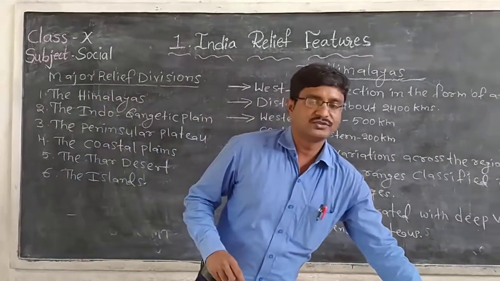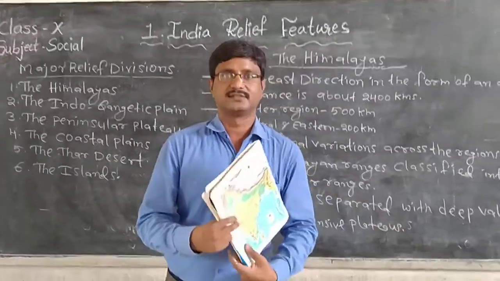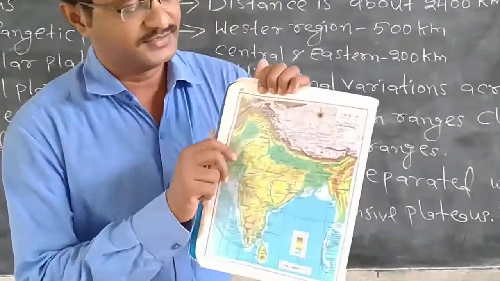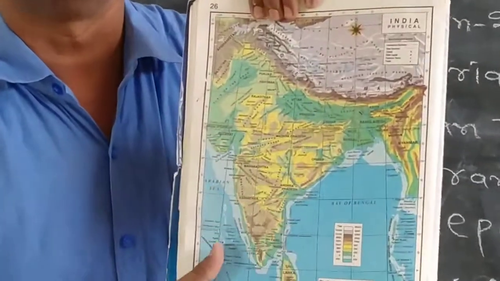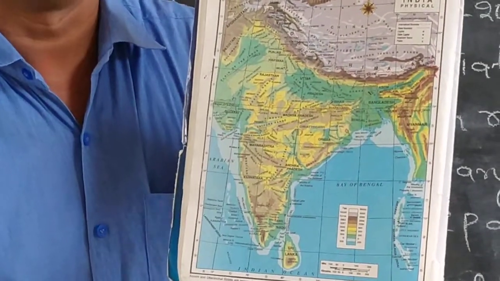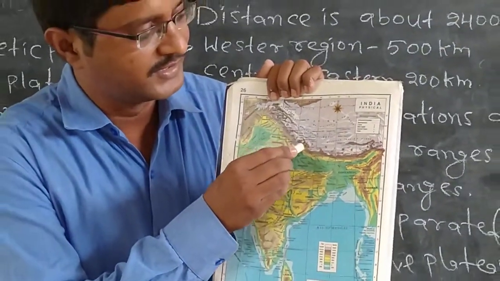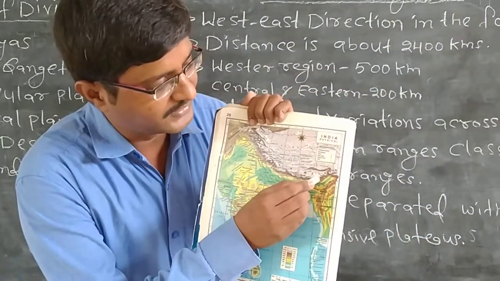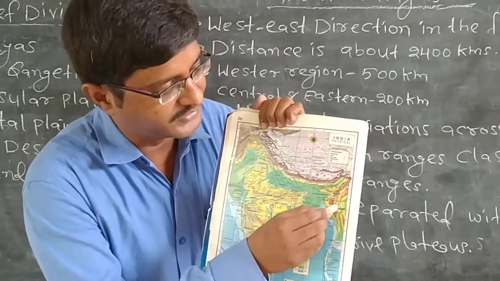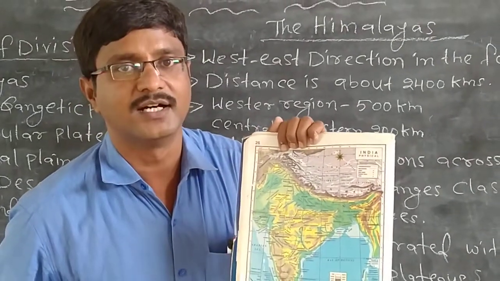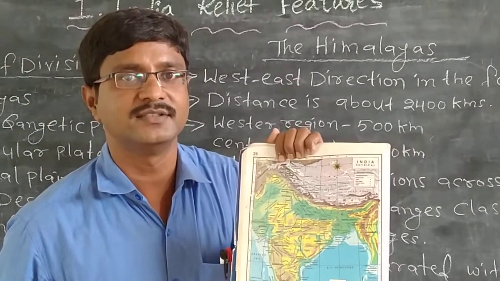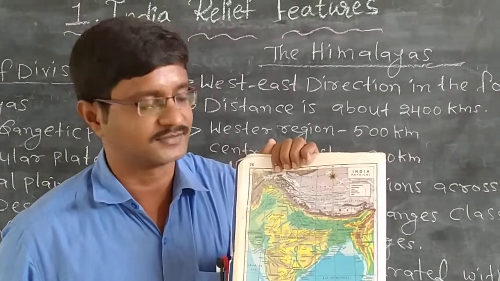Let us observe all these places carefully. See, this is the physical map of our country. If you observe this brown color region, the entire brown color region is known as the Himalayas.